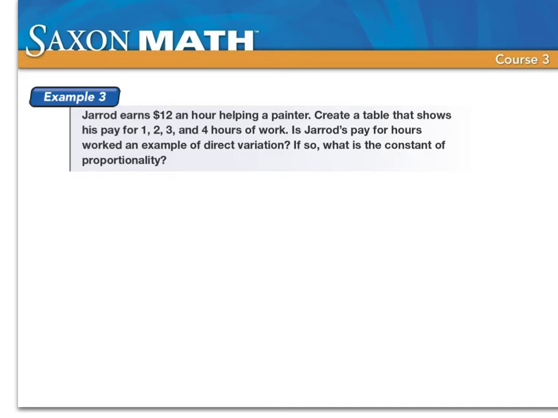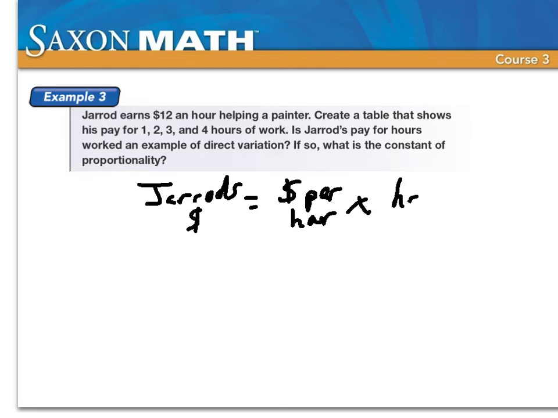Well, Jared's money is going to equal his dollars per hour times the hours he works. Okay? Well, now I need to fill in what I know. I don't know Jared's money at any given point in time, so I'm going to put a variable for that. His dollars per hour, it tells us right here, is 12. And we're going to multiply that times the hours he works, which I don't know. So times the hours.